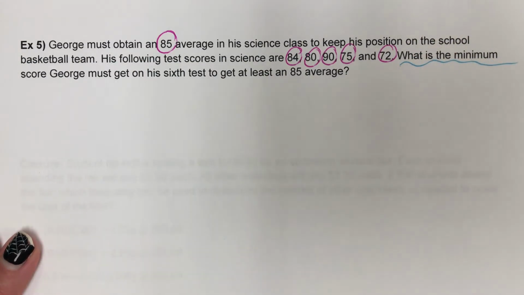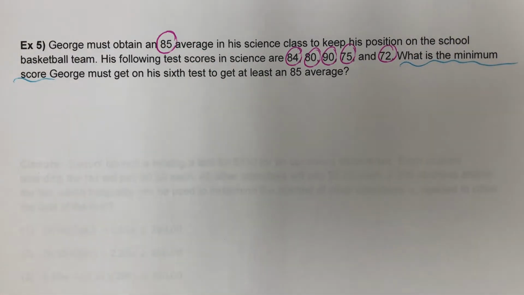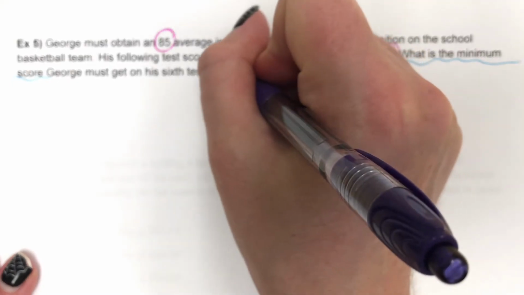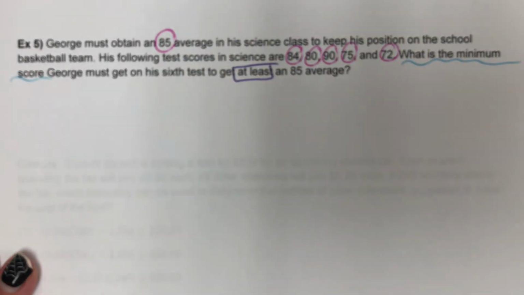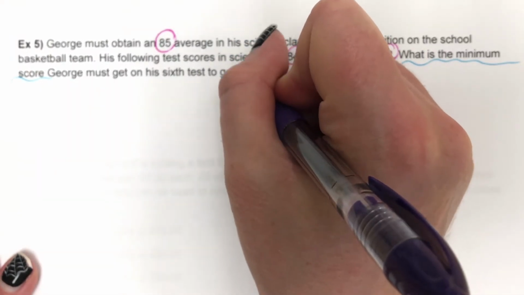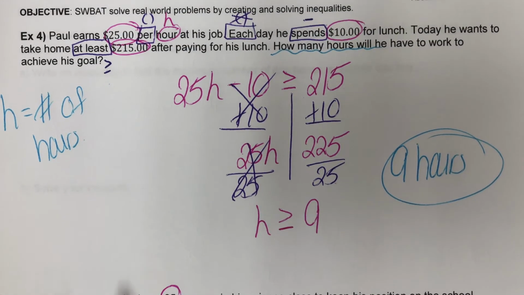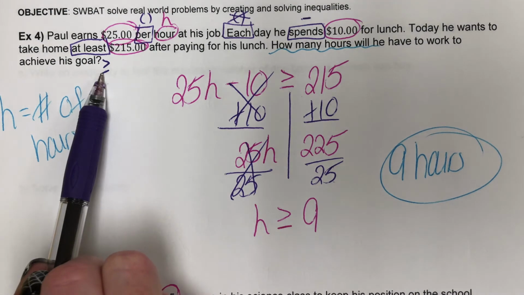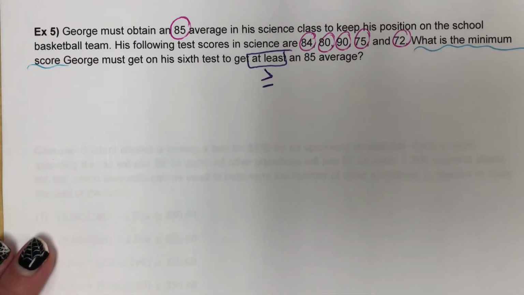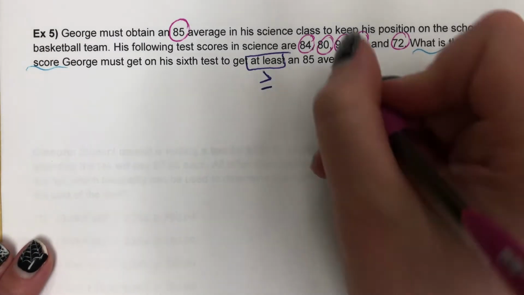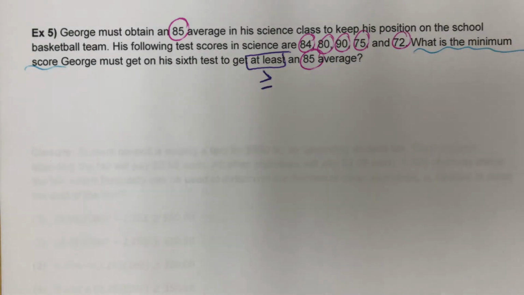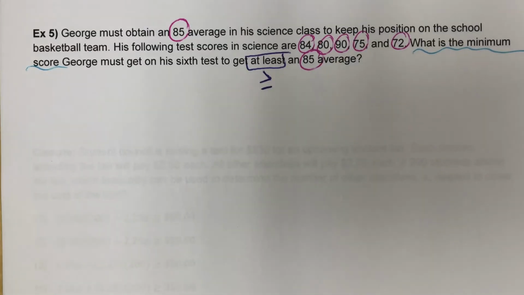What is the minimum score George has to get on his 6th test to score at least? That's the inequality that I'm going to use, greater than or equal to. It's the same inequality as number 4, at least. We explained why, to get at least an 85 average. The only other really important keyword here that I haven't boxed yet is average.